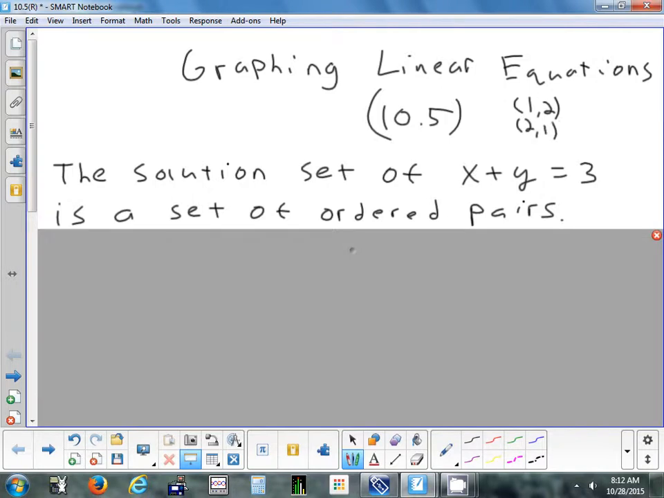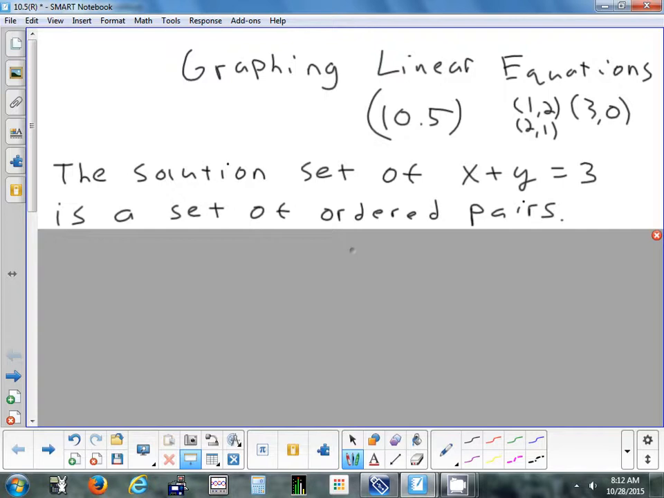Can you use negatives too? You could use negatives. You could use fractions. We try to stick to numbers that are easy to work with, though. Here's another one. x could be 3, y could be 0. Any of these, if you plug them in for x and y, will add up to 3. Does everybody see that?